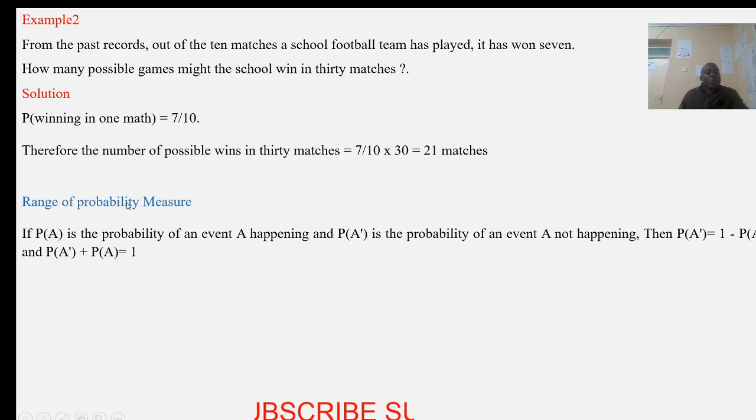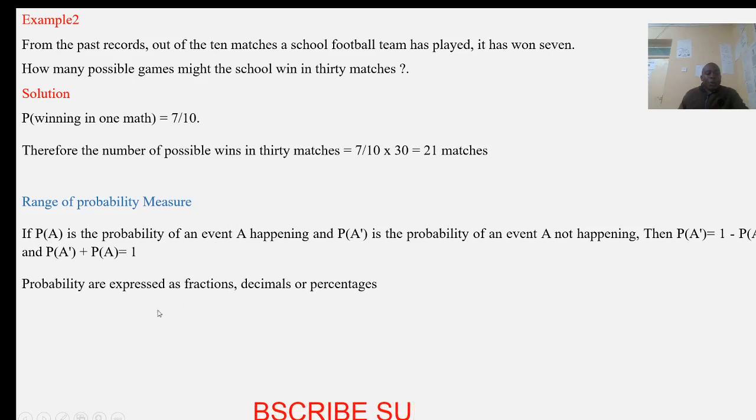So the range of probability measure is 1. That is, we deal with fractions, that is, probability is less than 1. It can be a fraction, a quarter, a half, and all that up to 1. Or when you're dealing with percentage, the probability of an event happening is 100%. Now, probabilities are expressed as fractions, decimals, or percentages, like I've said. Fractions, decimals, or percentages.